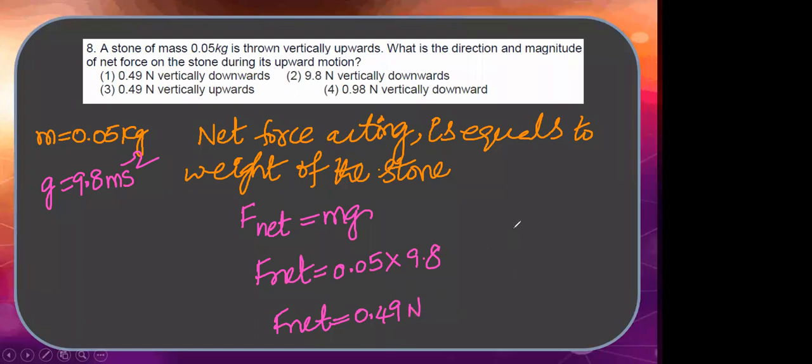The stone is moving up, so in that case weight acts in the downward direction. So this is that one problem. Then 0.49 newtons, this is the correct option.